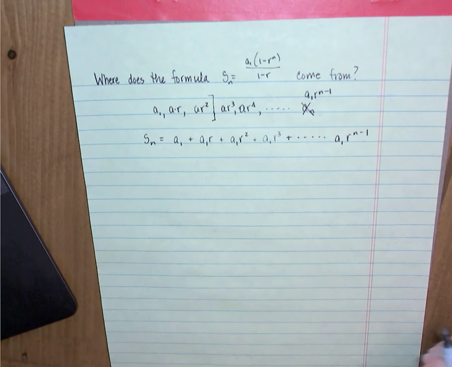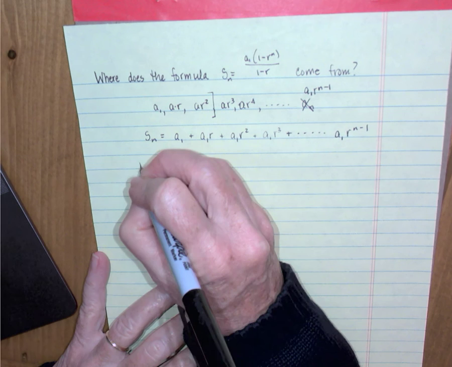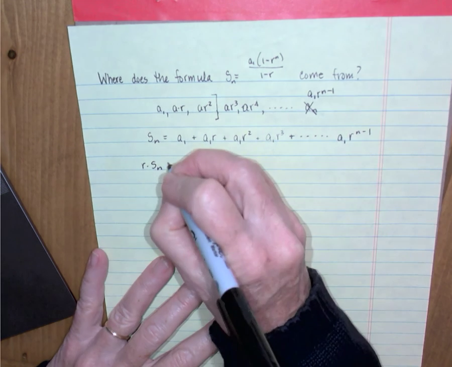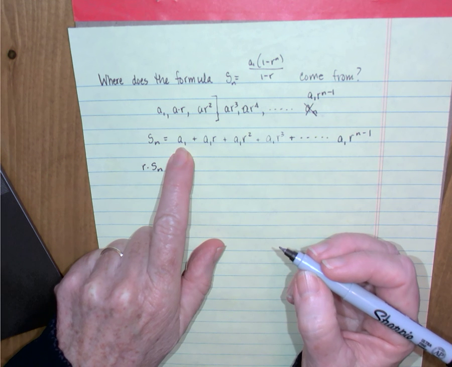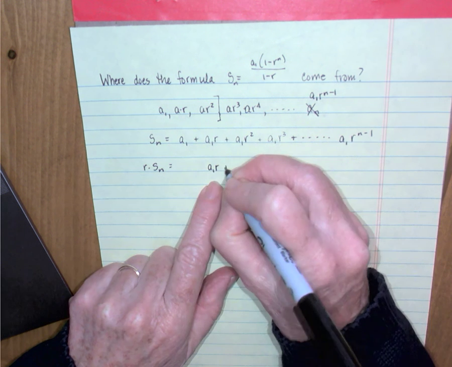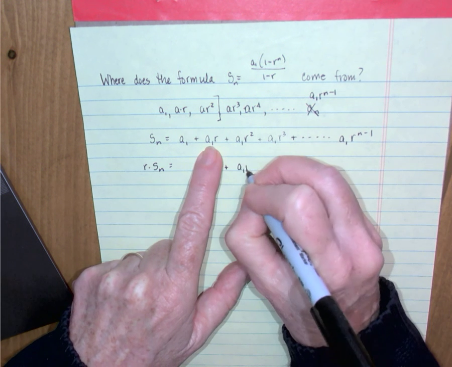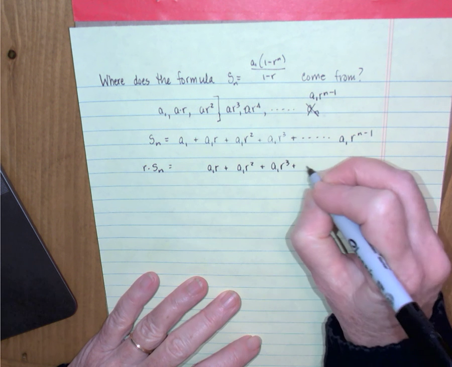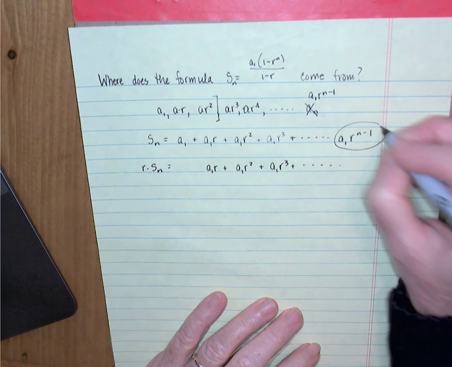And now I'm going to do something tricky. I'm going to take this sum, both sides of this equation, and I'm going to multiply it by r. So I'm going to have r times s sub n. So my first term is going to be a sub 1 times r. I'm going to just put that over here. And then my next term is going to be that thing times r, which is a sub 1 times r squared. And then I'm going to have a sub 1 times r cubed, and so on and so on and so on. But let's look at what happens when we get to this.